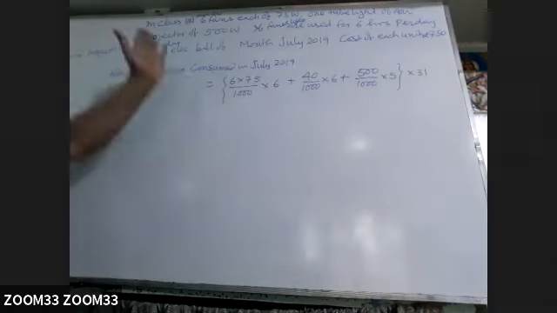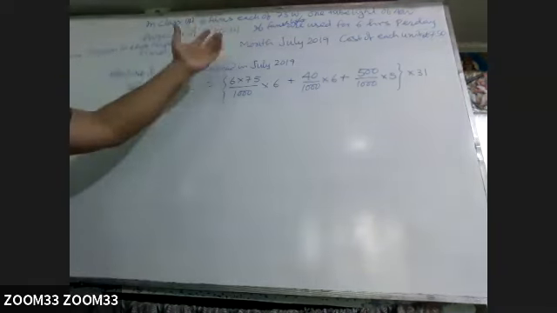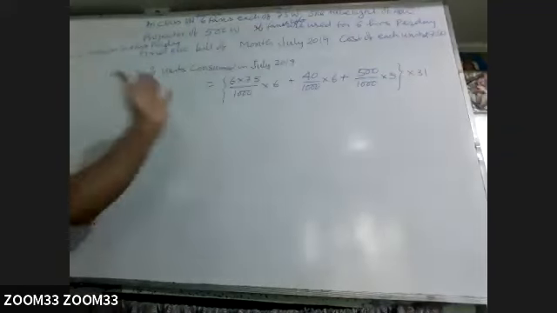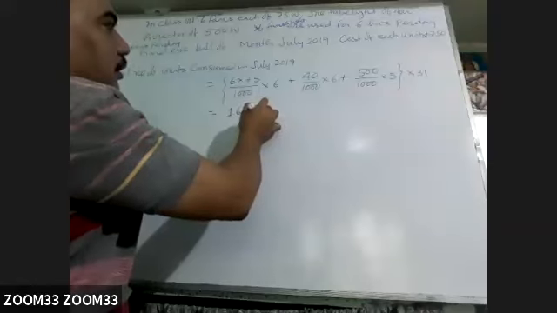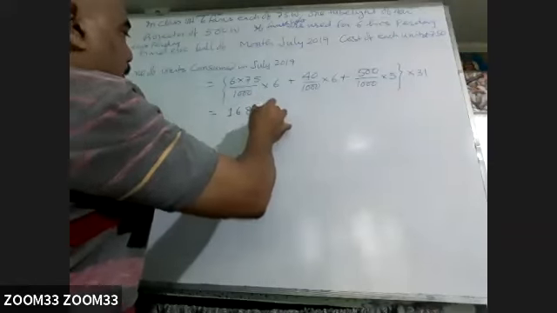You can find separately what is the number of units or the energy consumed for this. It will take longer time, so try to do it in short only. 168.64. Yeah, how much? 168.64. Now what is the bill?